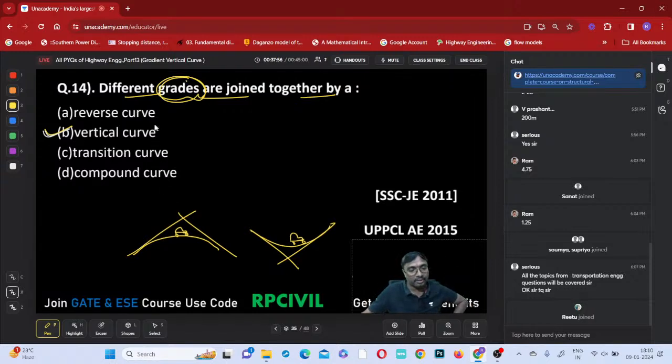This is a reverse curve. This is a reverse curve, transition curve, compound curve. All these are horizontal curves. Straight roads in the horizontal plane, when they are meeting, these will be formed. You have to be careful.